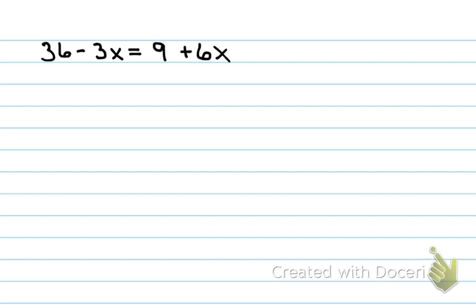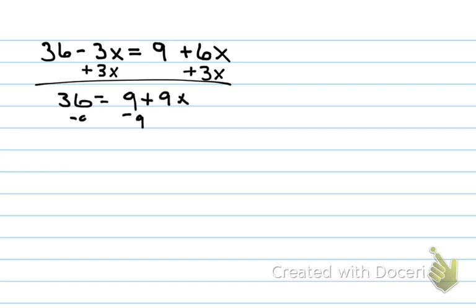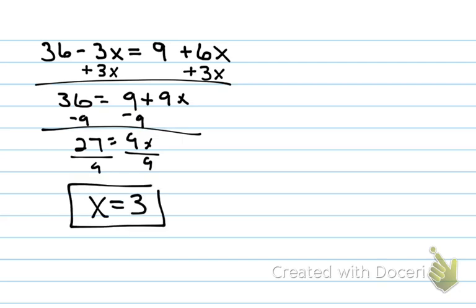Negative 3x, because we want to move the lesser of the two numbers. So we add 3x, and then we subtract 9 over to the other side, and now we get 27 equals 9x. I know we kind of just ran through that, but are you following me? Okay, so I added 3x to the right side, and because I'm moving the x to the right, now I'm going to move the 9 over to the left, and then divide both sides by 9, and x equals 3.